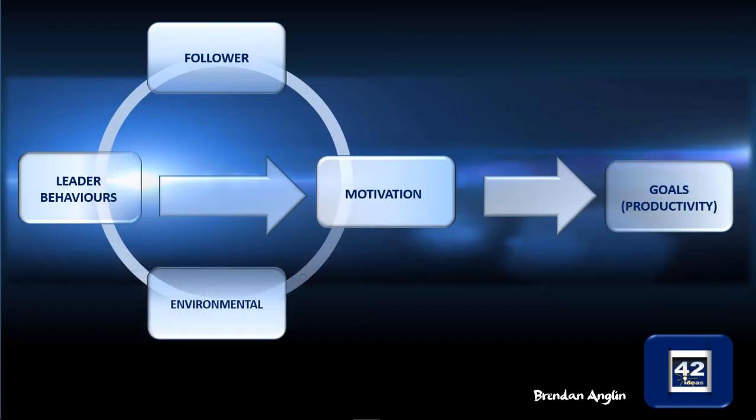So this is the path goal theory. It is how the follower and the environmental characteristics influence potential leader behaviours, and then the leader adapts the behaviours depending on those characteristics in order to motivate the followers so that they are satisfied, that they are able to and can achieve the goals, and therefore this all results in productivity by the organisation.